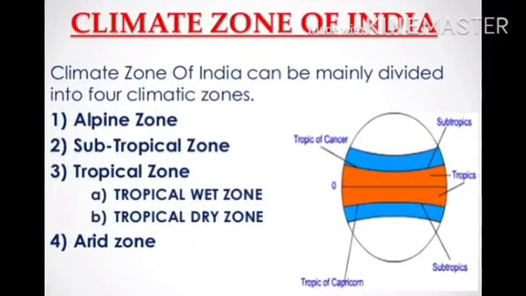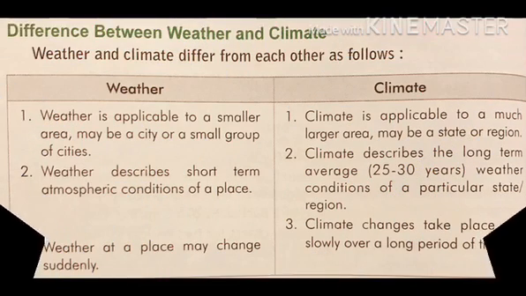The climate zones of India. The climate of India can be mainly divided into four climatic zones. First, alpine zone, subtropical zone, tropical zone. In tropical zone, there are two: tropical wet zone, tropical dry zone, and last is the arid zone.